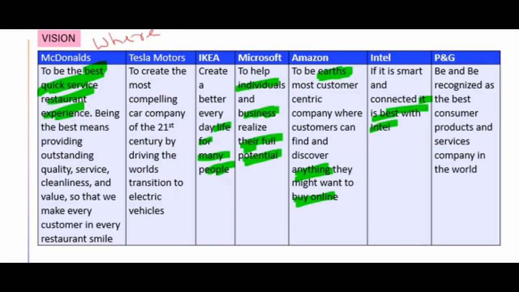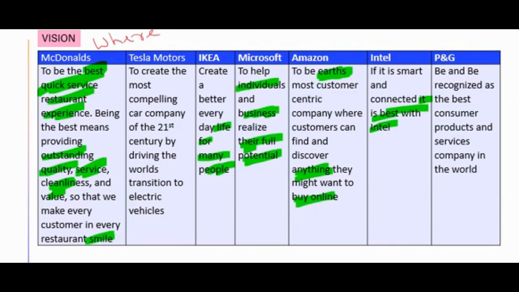And being the best means providing outstanding quality. The quality of the food is excellent. Whenever we go and eat in any McDonald's, you will get the same taste, same quality and same service. And of course, cleanliness and value, right? So that we make every customer in a restaurant smile. This is true. So most of the points that they have mentioned in the vision statement they have already reached.